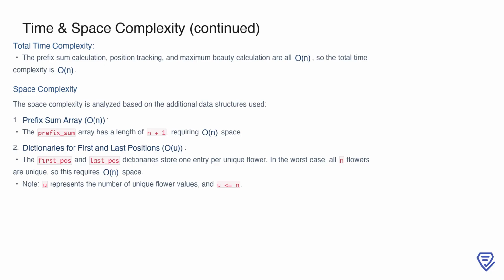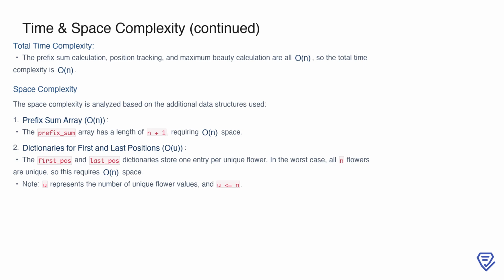Let's shift focus to space complexity, which is determined by the additional data structures used. The first contributor is the prefix sum array, which has a length of n plus 1, requiring O(n) space. The second contributor is the first_pos and last_pos dictionaries. These dictionaries store one entry per unique flower. In the worst-case scenario, where all flowers are unique, they will require O(n) space.